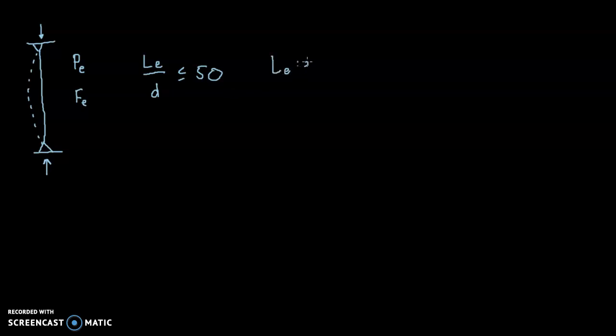So L sub e is the effective length, and this is actually the same with steel, this definition of effective length. Effective length is equal to K times L. So we are using the same K values depending on the support conditions of the column. The most common of which is pinned, in which K is equal to 1. But we could also have fixed pinned, or fixed fixed, or fixed free. So depending on what the support conditions are, we'll have our K multiplied by L, which is the unbraced length.